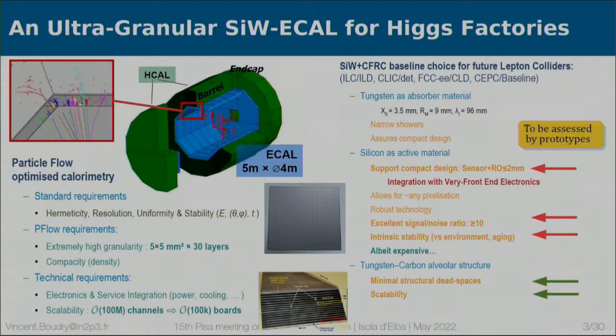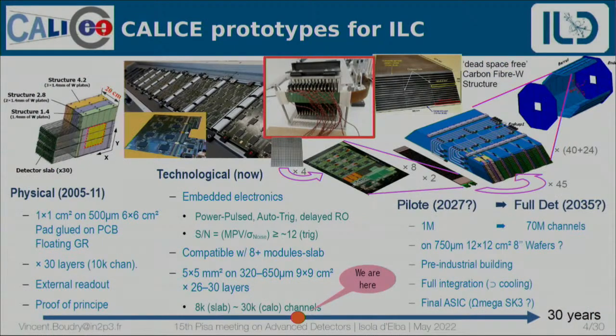We think that for this challenge the best is the silicon-tungsten calorimeter, because we have a small Molière radius, and we benefit from the flexibility of silicon, but also from its intrinsic stability. This is much easier to calibrate. From beam test to beam test, we see that the response stays very stable. The mechanical structure we have built once, so we know this is fine. The problem is to build the detector elements that will fit into it. And this is the program of CALICE.